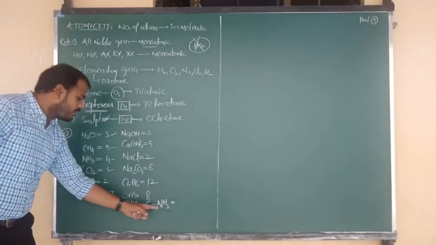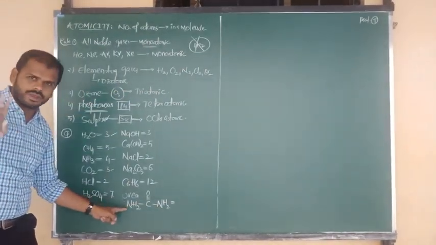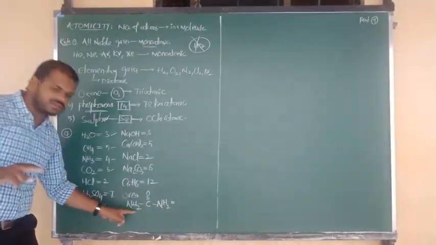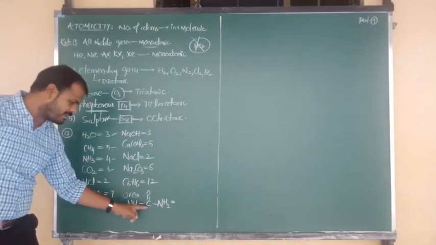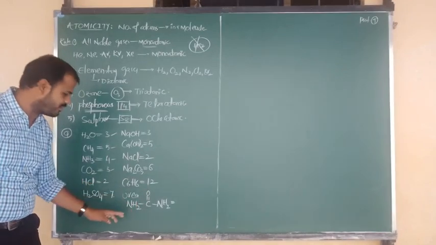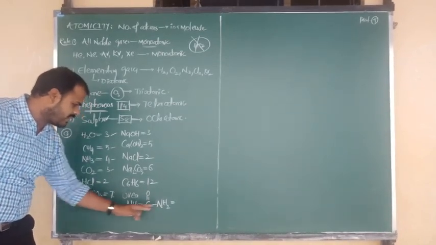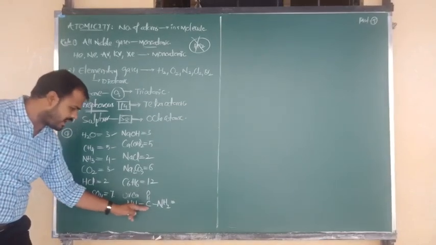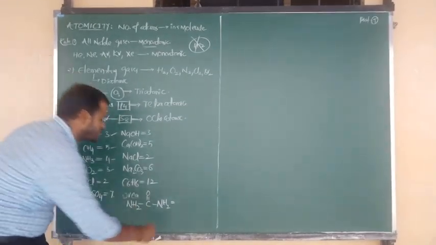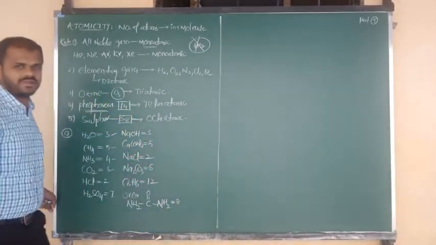2 nitrogens are there, and a total of 4 hydrogens. 4 plus 2 means 6. 1 carbon, 7. 1 oxygen, 8. Once again, 2 nitrogens and 4 hydrogens make 6, and carbon 1, oxygen 1. So total atomicity of urea is 8.